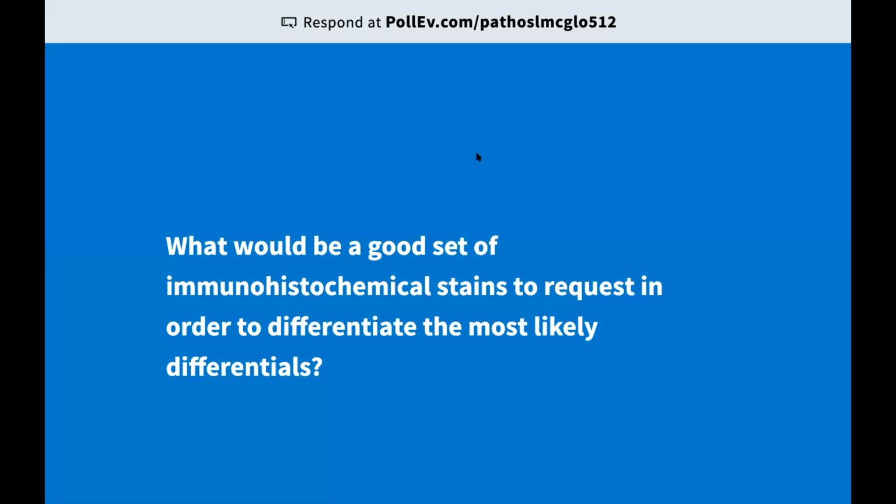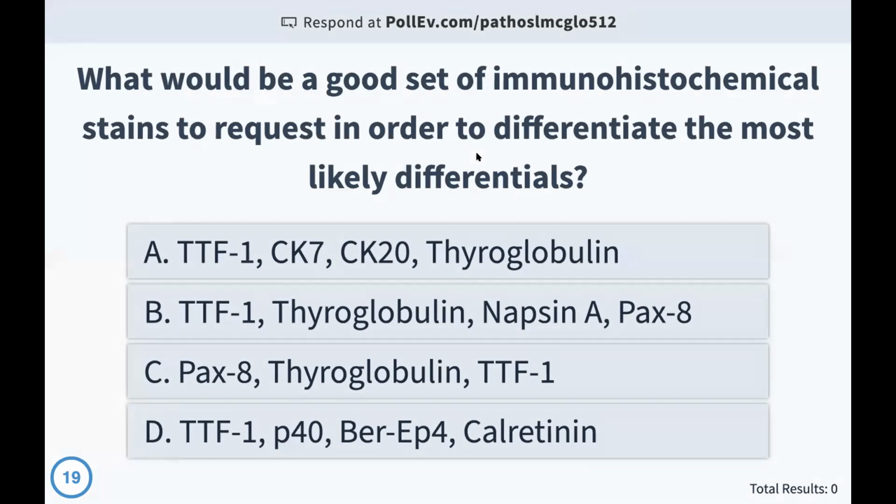What would be a good set of immunohistochemical stains to request in order to differentiate the most likely differentials? A, TTF1, CK7, CK20, thyroglobulin. B, TTF1, thyroglobulin, PAX8. C, PAX8, thyroglobulin, TTF1. D, TTF1, P40, BER-EP4, calretinin.